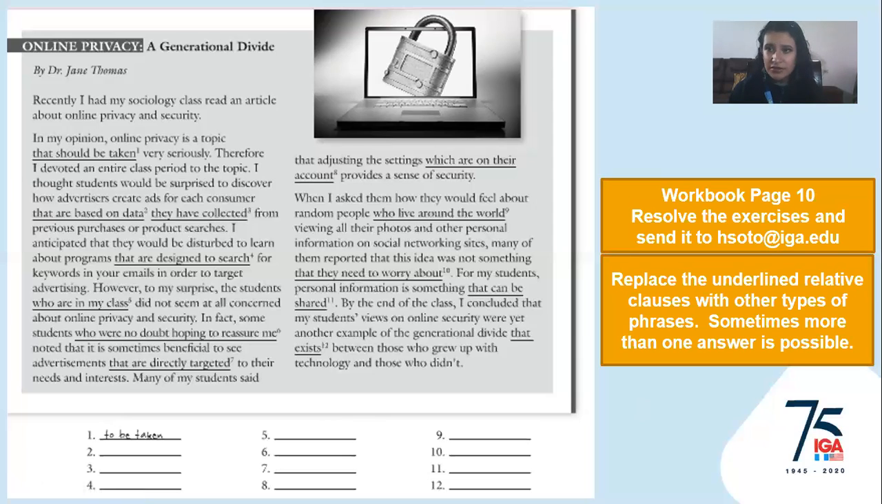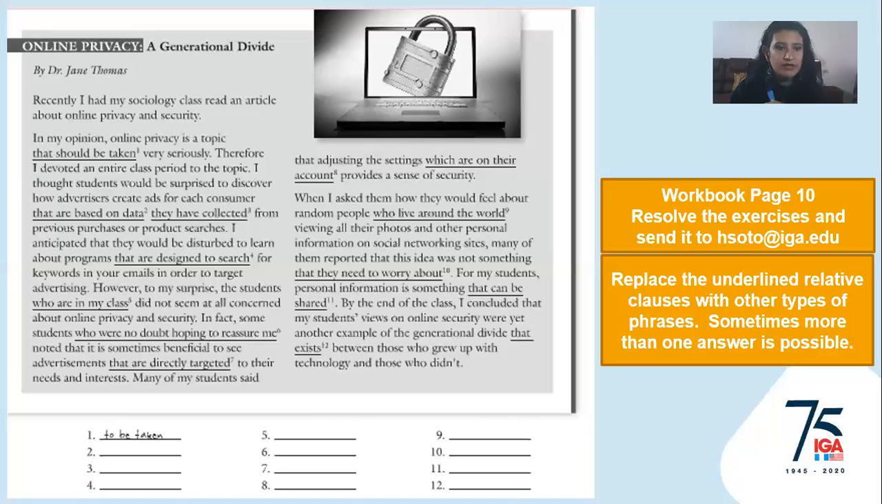Okay, and what are the instructions for this? Replace the underlined relative clauses with other types of phrases. All of the phrases that we saw in this video are the ones that we're going to use here. And it says sometimes more than one answer is possible. Remember that in the previous exercise, they were telling you what structure to use. In this one, you will be free to use the structure that you think fits better. And we have 12, where you will find which ones you can use.